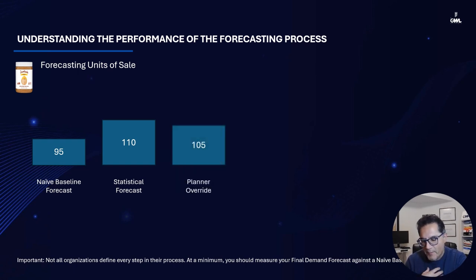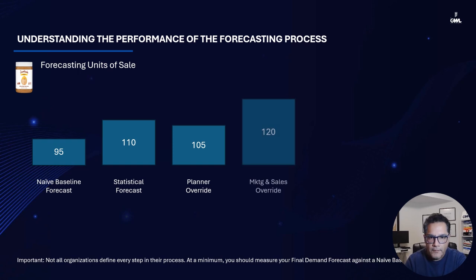Now, let's say I'm the planner and I'm not that confident about the 110. I'm not confident about 95 either. I believe it should be something in between 95 and 110. Maybe the statistical model is using some information that needs to be updated, and it's not catching up with the latest trends so fast. So therefore, I'm going to override what the statistical model said, and the override is 105 units.